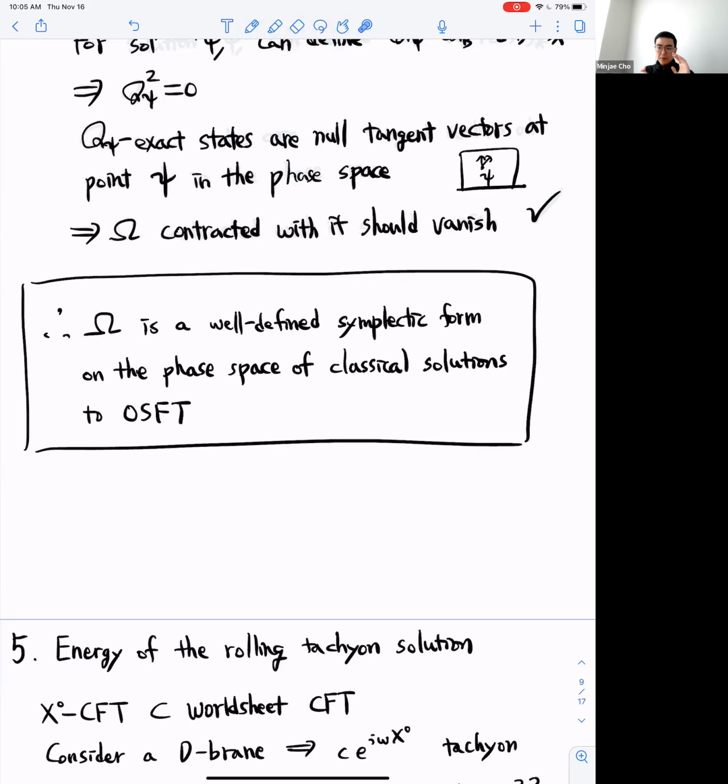Yeah, I didn't divide out by the gauge. To be precise, this is a pre-symplectic form, but you can always mod it out by the gauge transformation, and then you are going to obtain a symplectic form. Thanks for this question, I actually had to clarify this. This is a pre-symplectic form, but later we are going to evaluate it in a specific gauge when we come to the rolling tachyon example, and then you can think of this as the symplectic form. Thanks, Atakan. I should have made it clear.